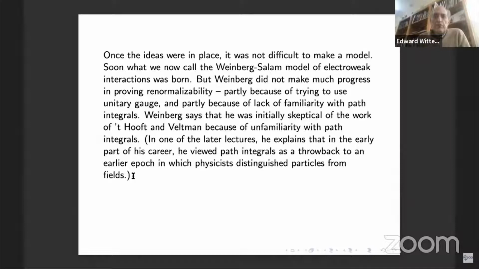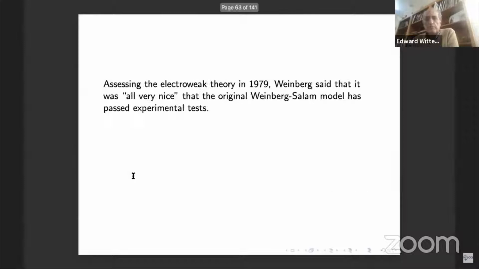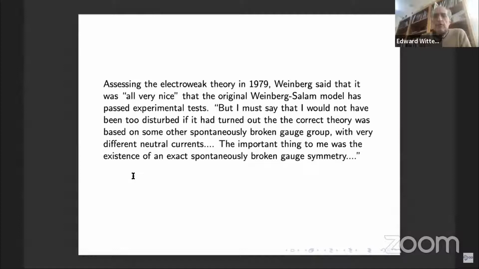And he writes that it was the work of Ben Lee, who derived 't Hooft's Feynman rules from canonical quantization, that resolved his skepticism and convinced him that what we now call spontaneously broken gauge symmetry is renormalizable. Assessing the electroweak theory in his Nobel Prize speech, Weinberg says it's all very nice that the original model has passed experimental tests, but he would not have been too disturbed if it had turned out that the correct theory was a different one based on the same ideas. The important thing was an exact but spontaneously broken gauge symmetry.